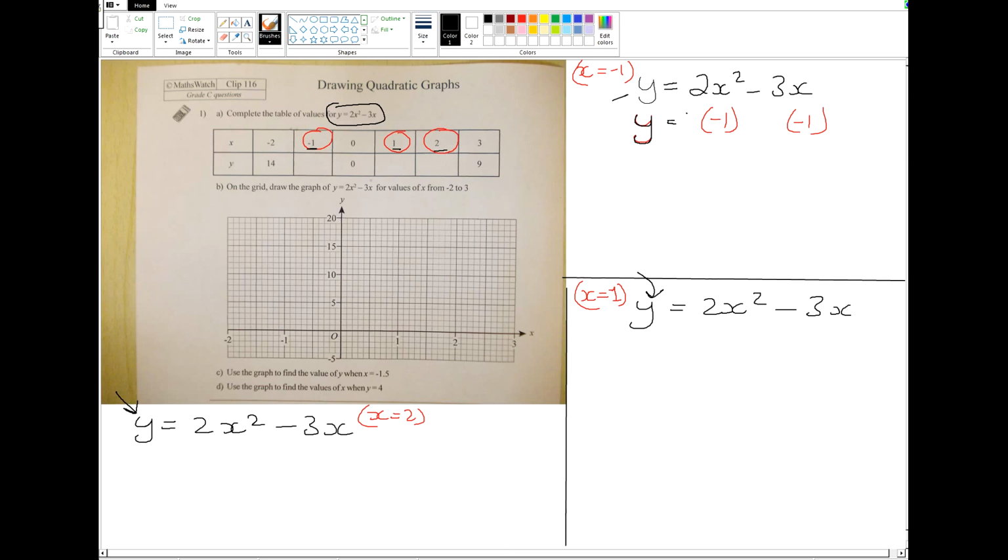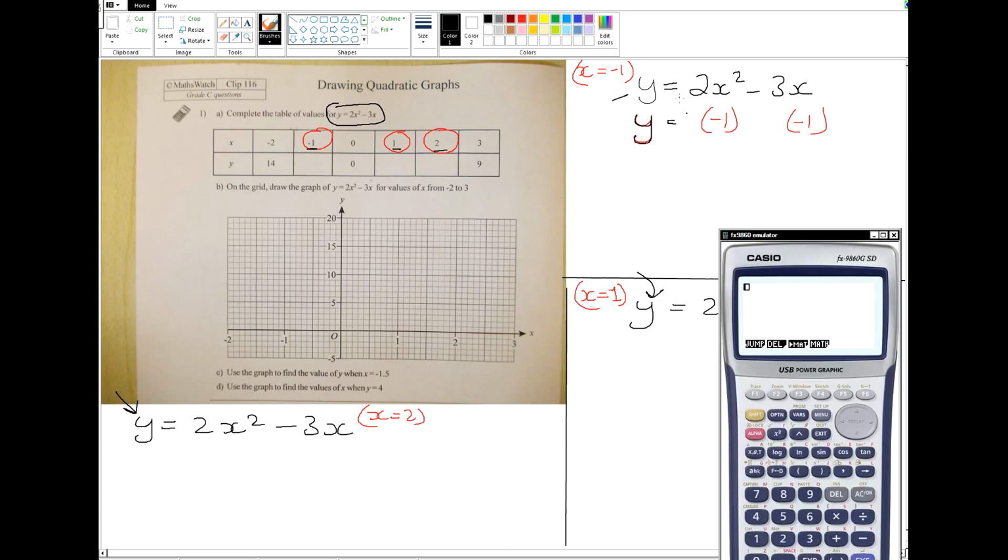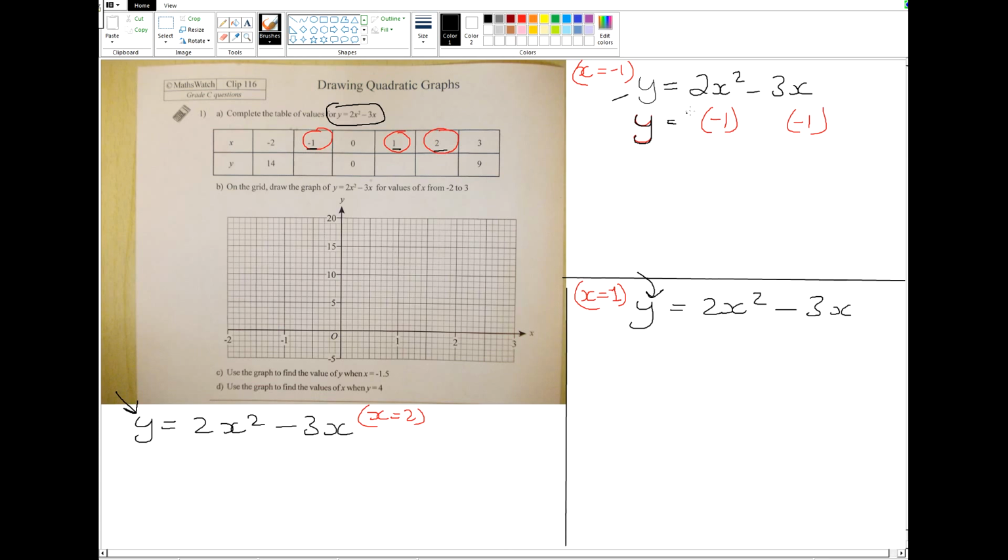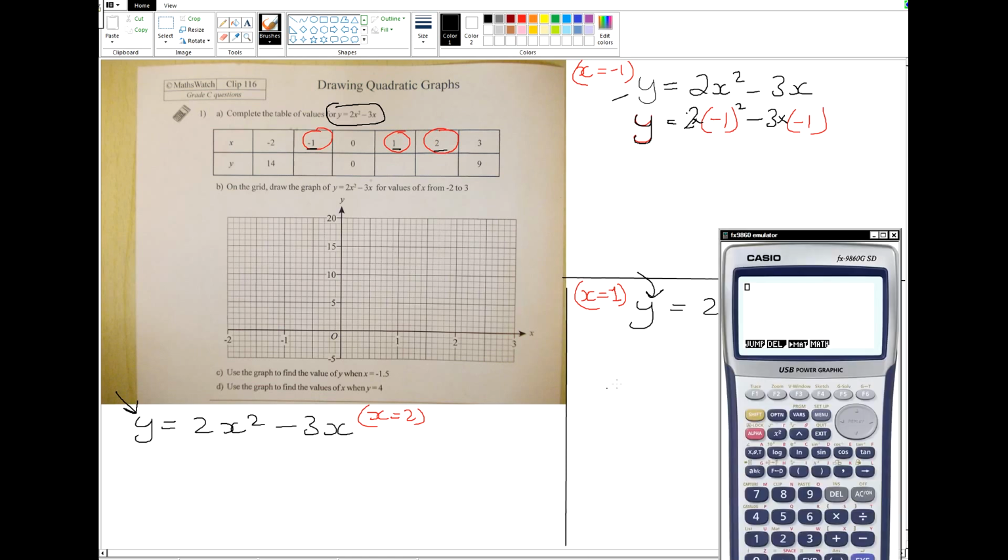This is the calculator allowed question. So I'm just going to write down what we're going to do first in the calculator, and then let the calculator do the working out. So 2 times x squared, x has a value of minus 1 from the table. So 2 times minus 1 squared minus 3 times minus 1. So let's use the calculator as it's allowing us to do it.